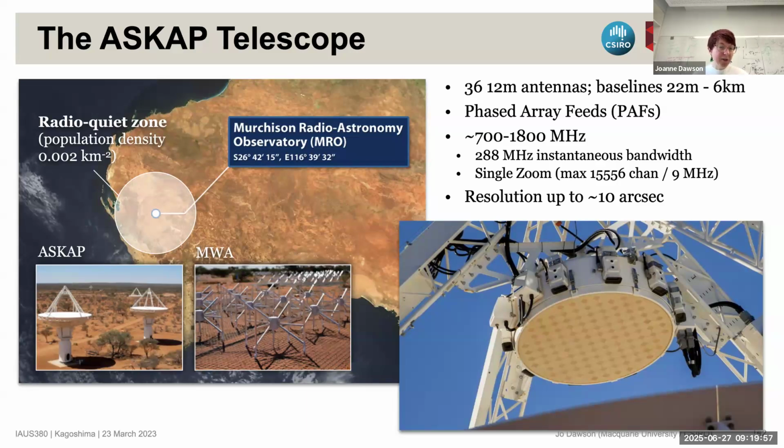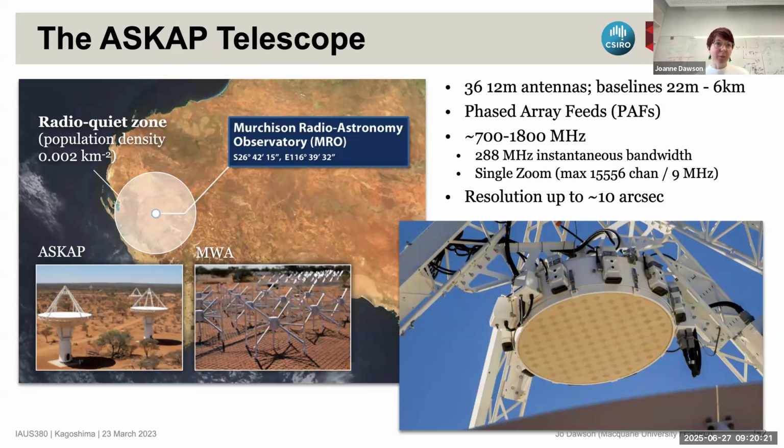ASKAP's an SKA pathfinder built in Western Australia. We've got 36 12-metre antennas, with baselines from 22 metres to 6 kilometres. The really novel things about ASKAP are a couple of things. One is its phased array feeds. So we're not doing single pixel detections anymore. A single footprint on the sky from ASKAP is nearly 5 by 5 degrees. So it is a very powerful survey instrument.